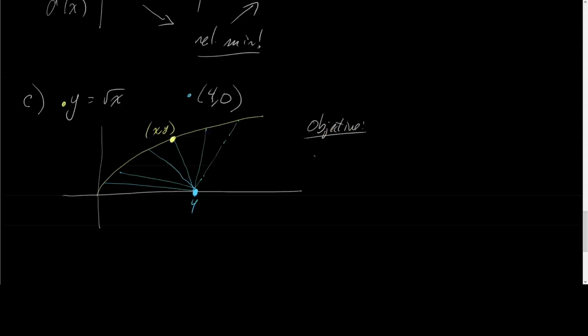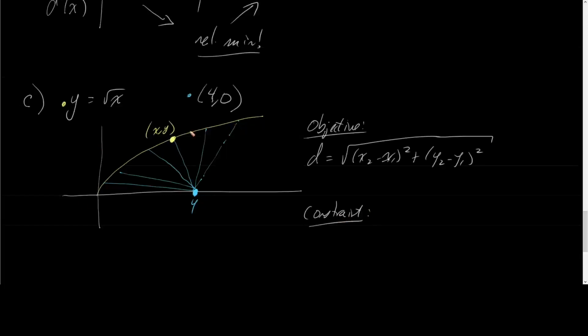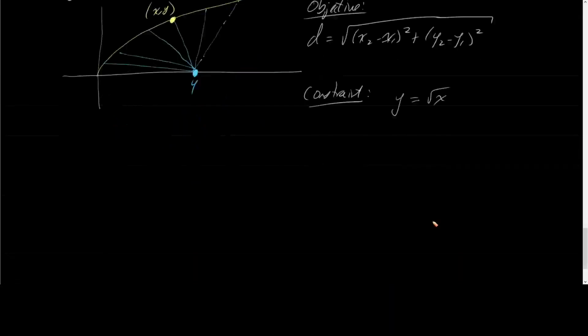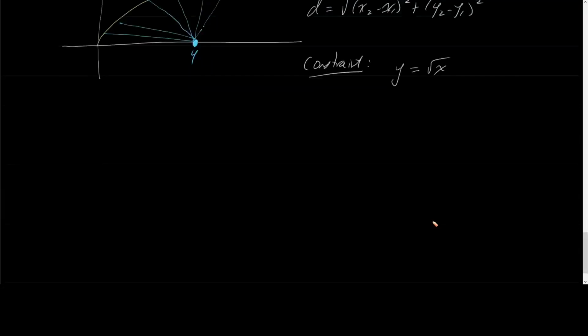In other words, it is the distance formula, which is the square root of x sub 2 minus x sub 1 squared plus y sub 2 minus y sub 1 squared. Our constraint, well, this time our constraint is that we must be on this function, radical x. So our constraint is that y must equal radical x. All right, so let's see how this one works.